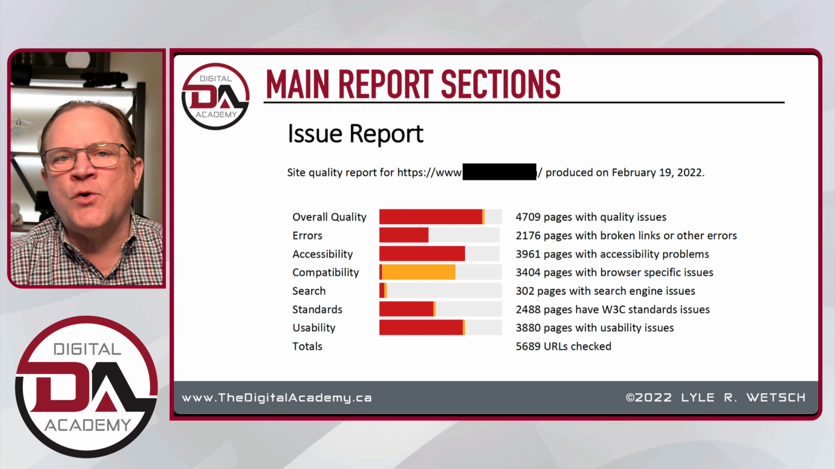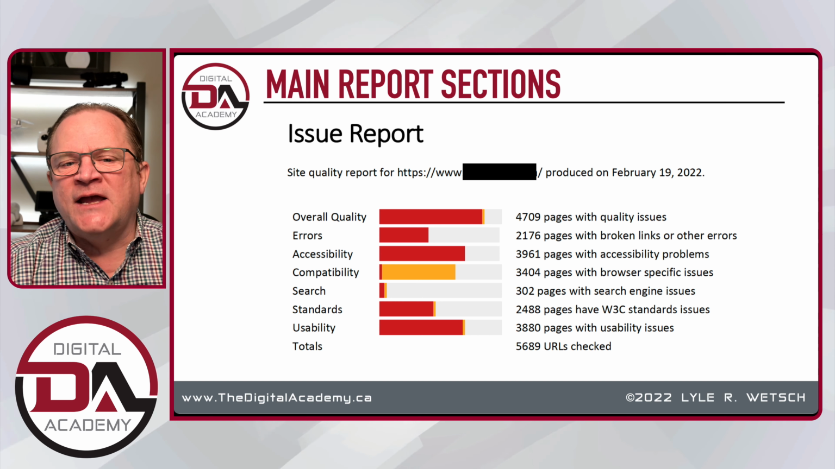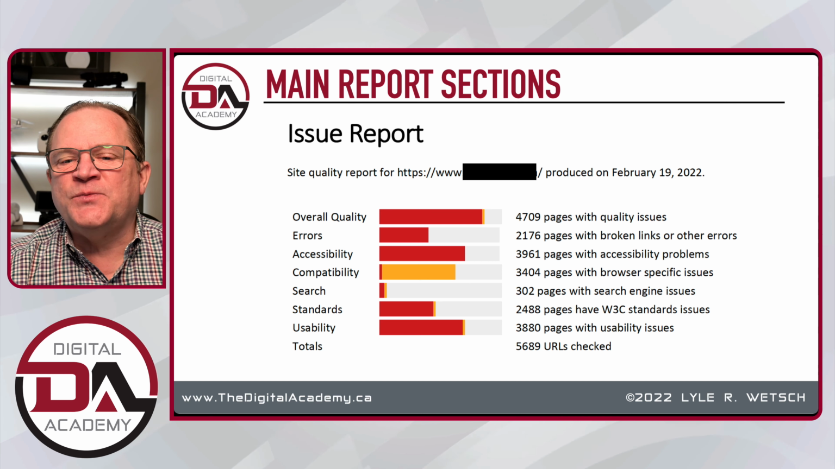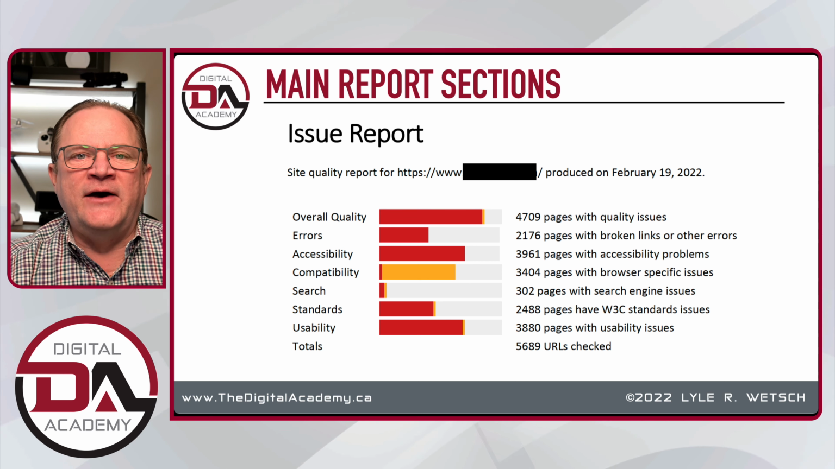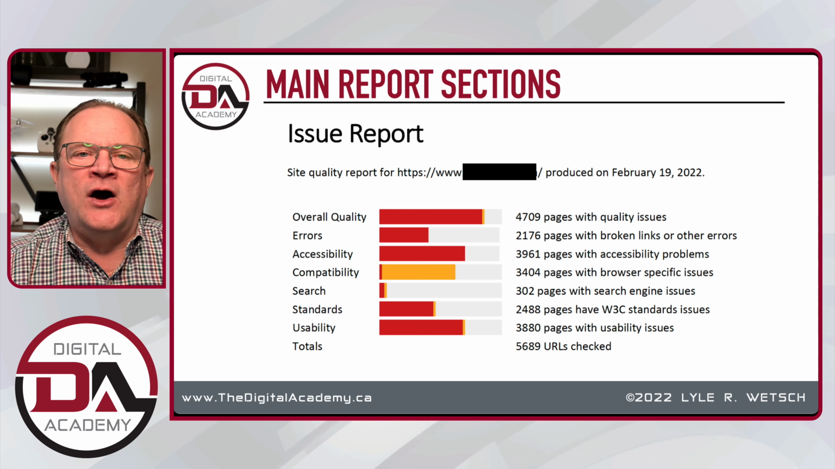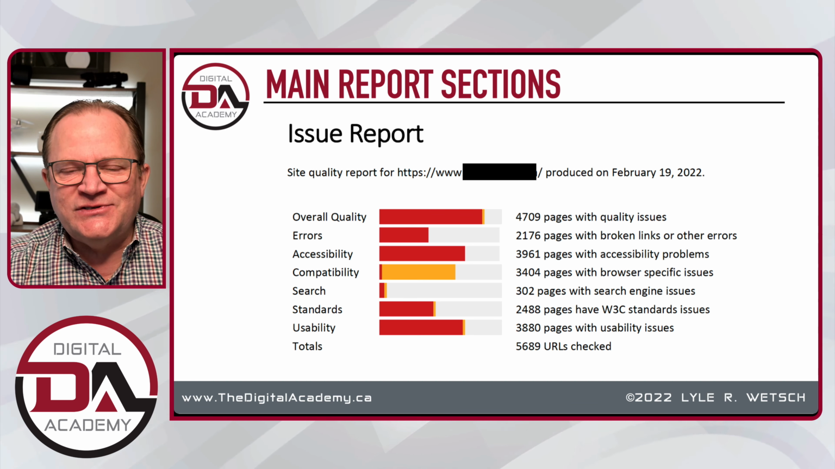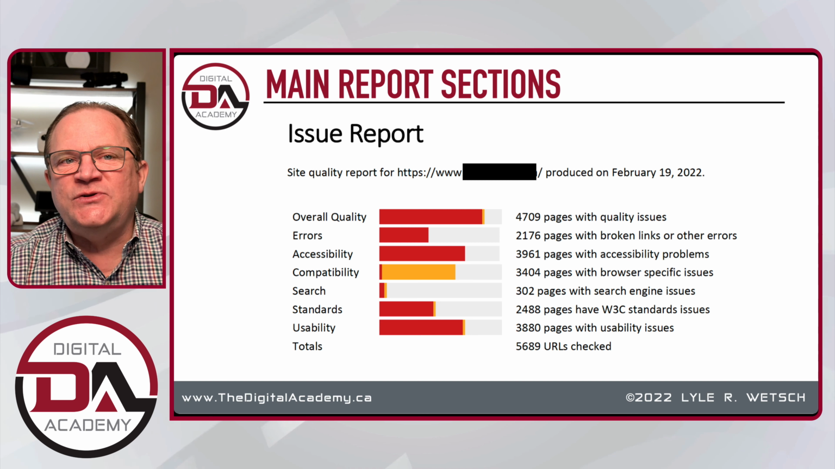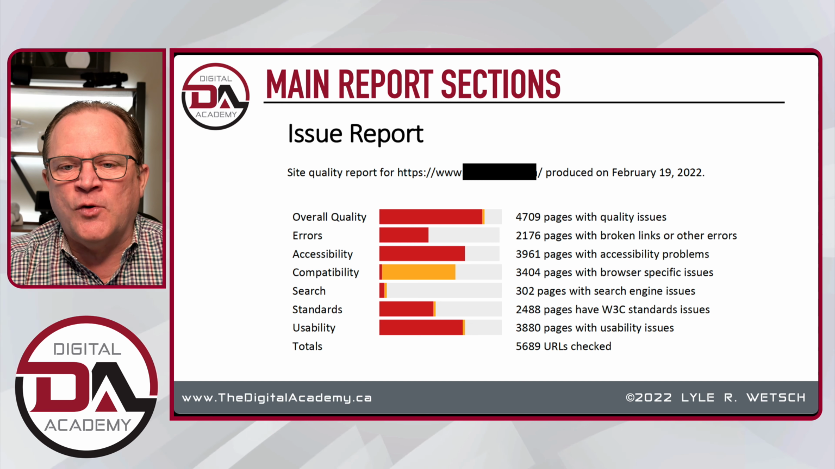One of the first things you're going to see on your website report is the issue report. This is really a summary of all of the elements of the site broken down by category to give you an idea of how challenged you are, or how much opportunity there is for you to improve your website's performance.